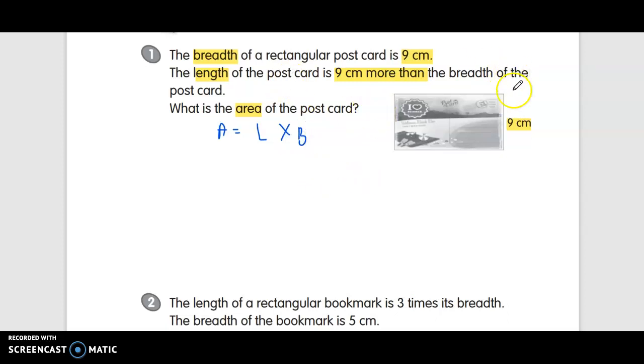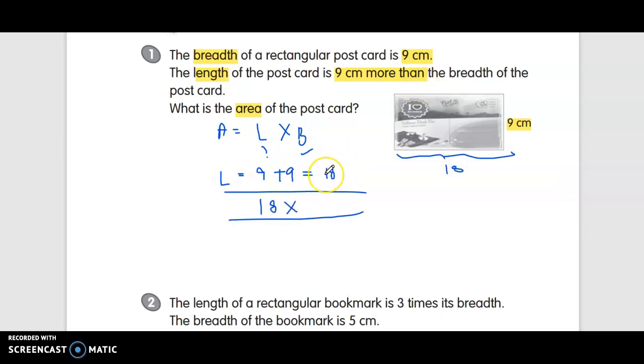Now, let's look at what we know. We know the breadth, B, which is 9 cm. But do we know the length yet? We do not know the length yet. So the first thing you need to find out is the length. Length is 9 cm more than the breadth. So, can you tell me what do we do? More than, so we add, right? So 9 plus 9 equals 18. Now we can find the area.